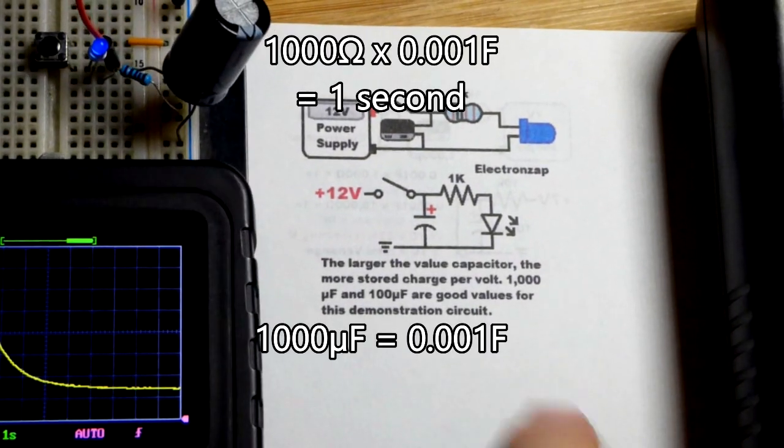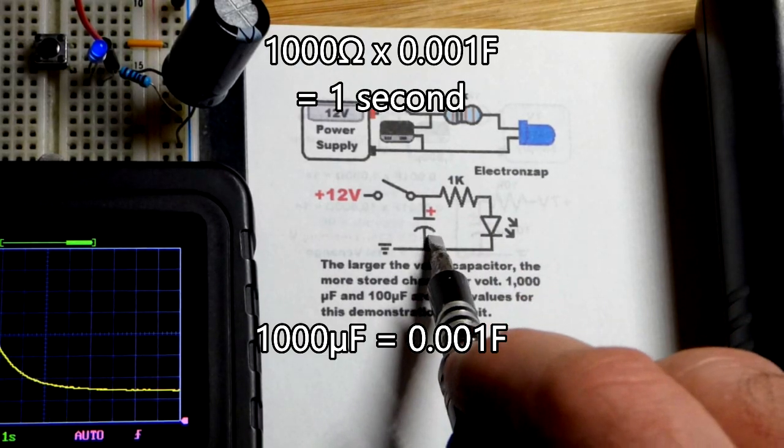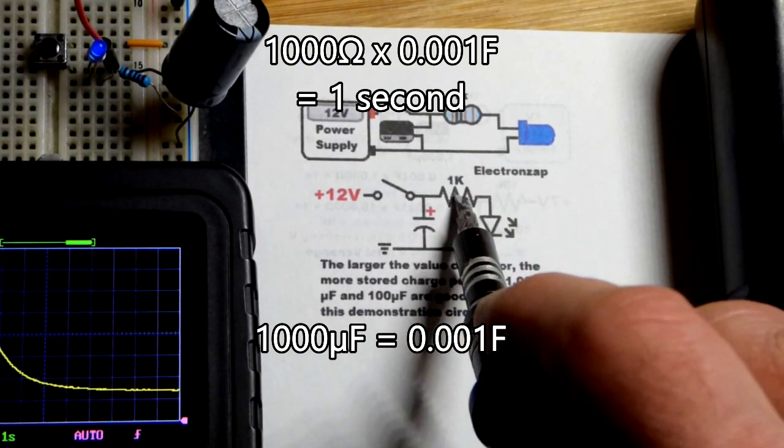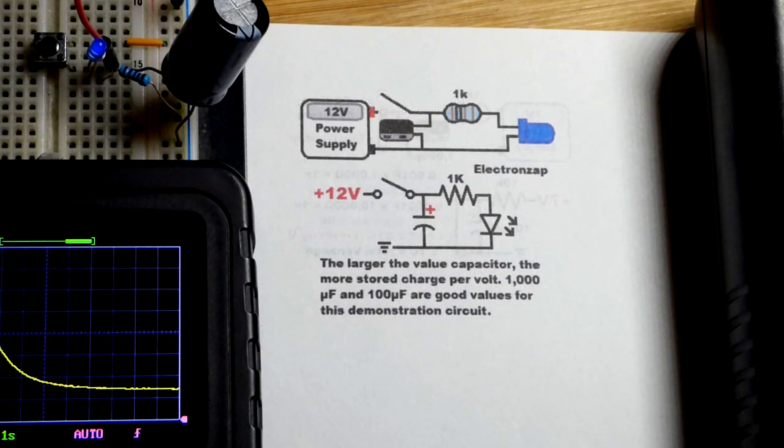But again, it's based on the value of the capacitor and the resistor there. That's 1/1000th of a farad, 1000 microfarad, times 1000 ohms. That gives you a second. So that's 1 second per time constant.